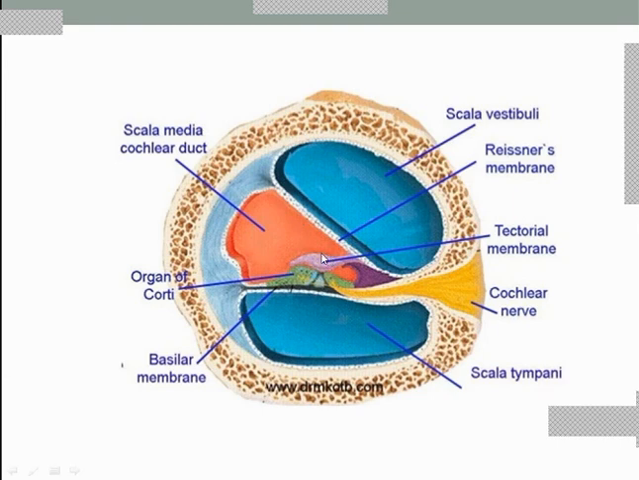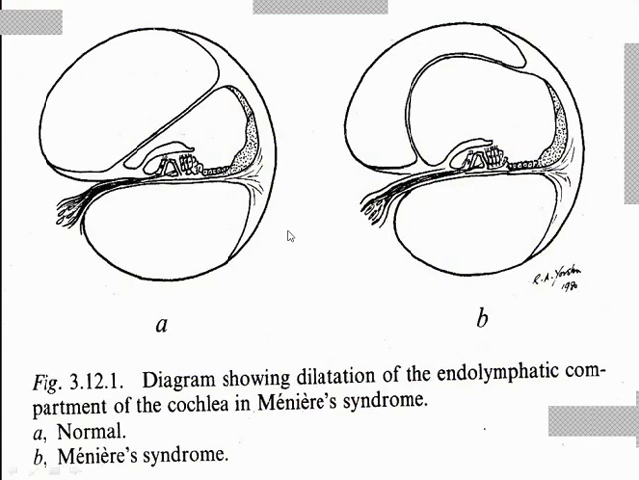So this part of the cavity, or this compartment, is getting more fluid, that is endolymph. So the membranous labyrinth bulges because of the increased amount of endolymph. This results in aural fullness. The patient will be complaining of aural fullness.